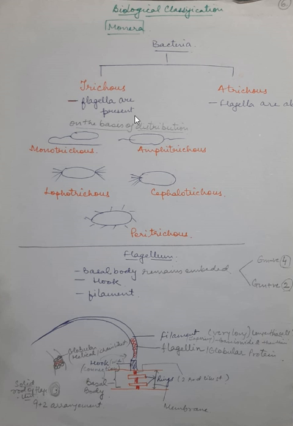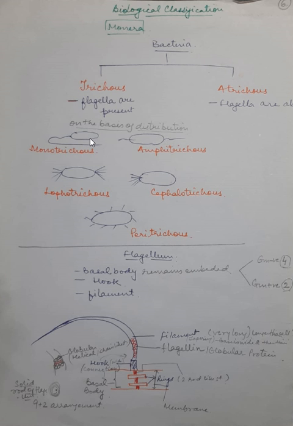Because of the presence of flagella, they are divided into two kinds, that is trichous, which have flagella present on them, and the other is atrichous, where the flagella are absent. Now, on the basis of the distribution of flagella, bacteria are of the following kinds.